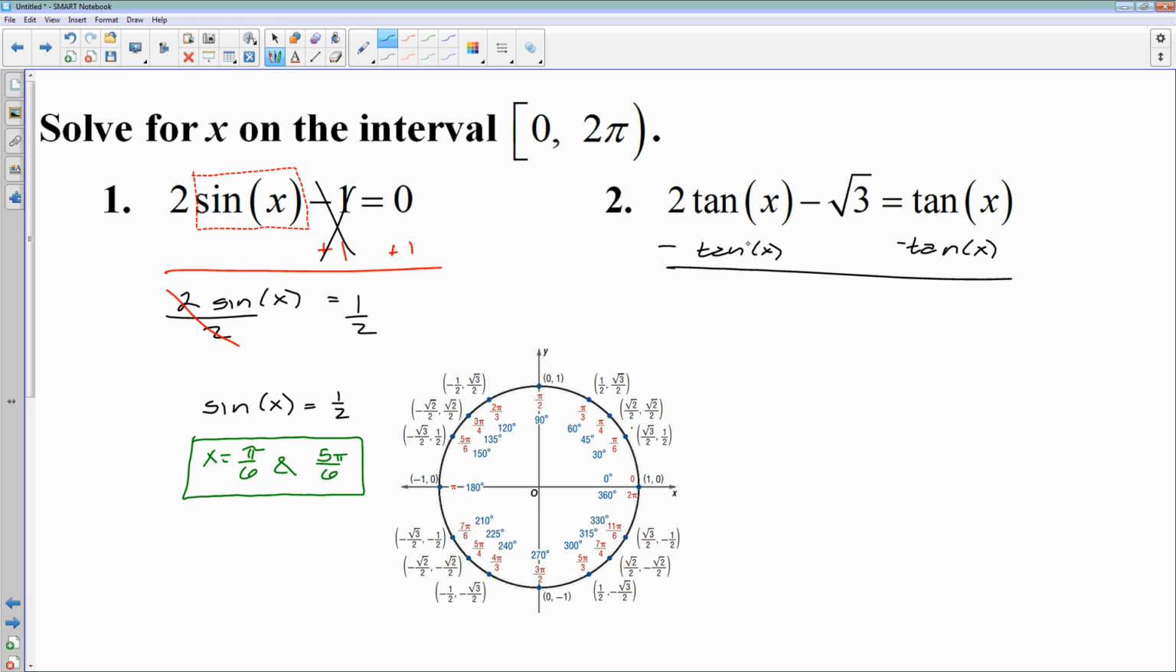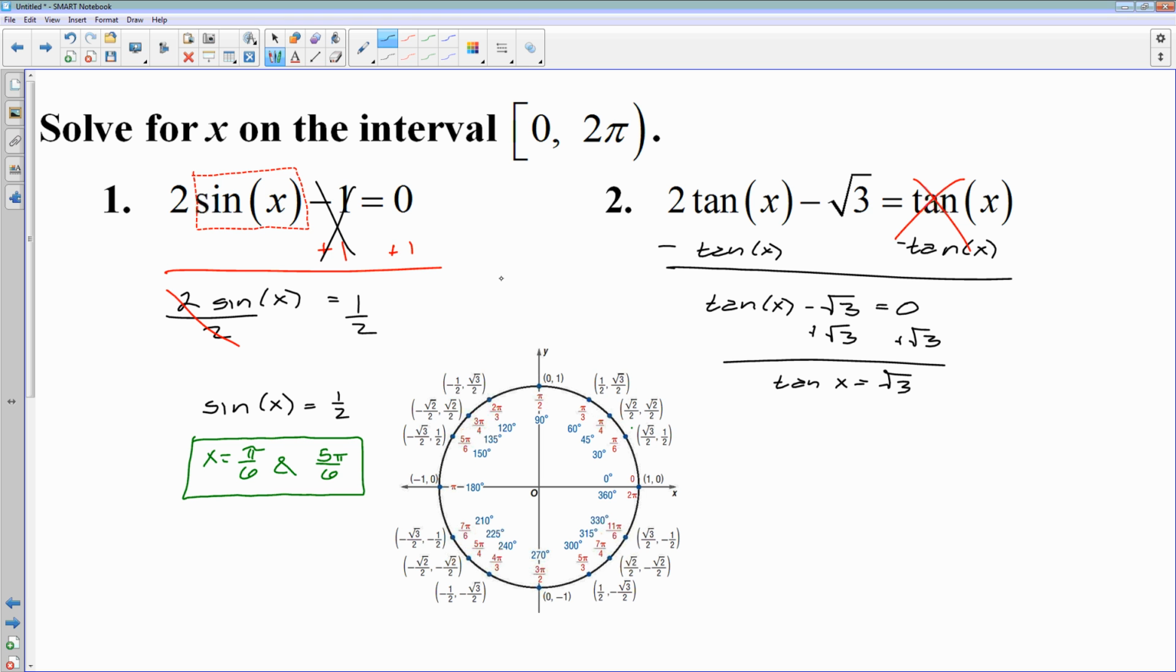2 tangent minus a tangent would give you 1 tangent x minus the square root of 3 equals, now those cancel, tangent minus tangent is 0, so you do need to write equals 0, because nothing's on the right side of the equation now. I will add the square root of 3, and I get tangent x is equal to 0 plus square root of 3, which is square root of 3.